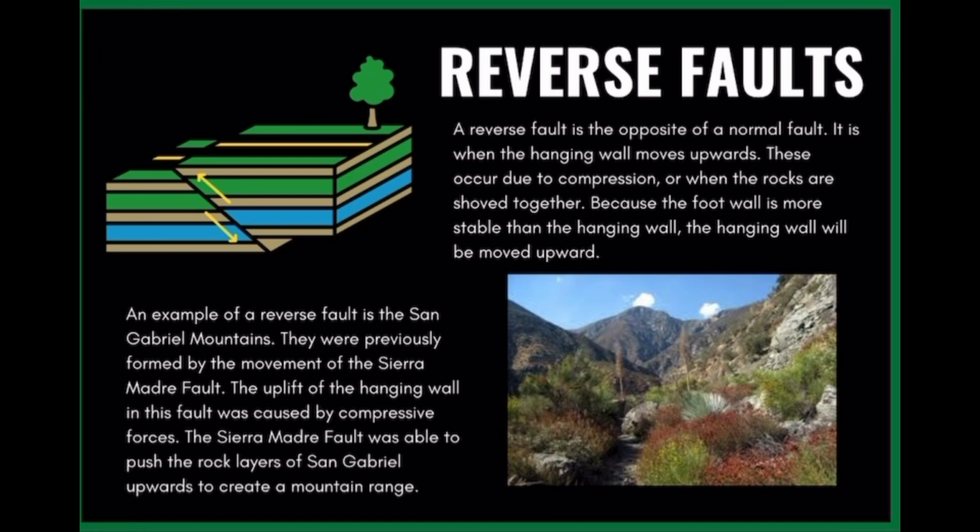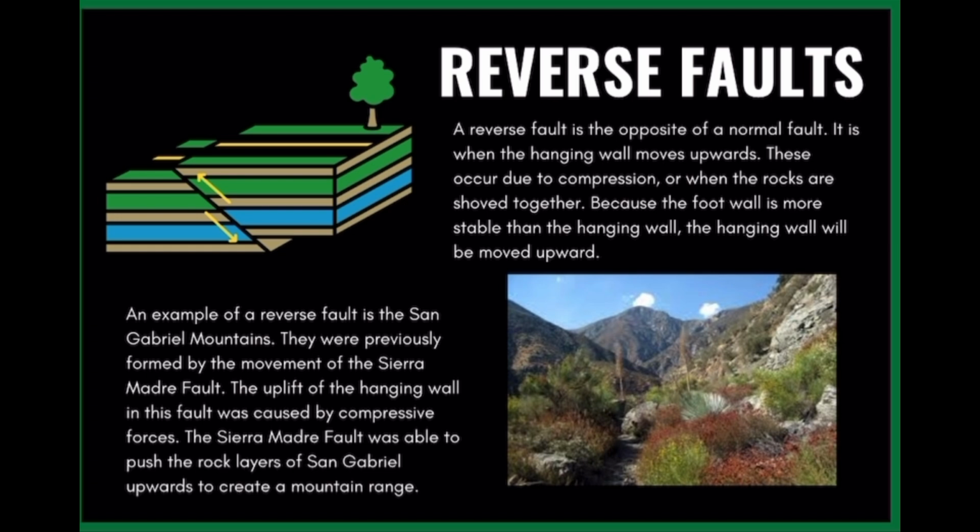Moving on to reverse faults. This fault is the complete opposite of a normal fault. The hanging wall moves upwards. In this case, compression causes this fault. As you can see in the picture, the compression is causing the hanging wall to uplift. This is one of the common reasons why mountain ranges are created.